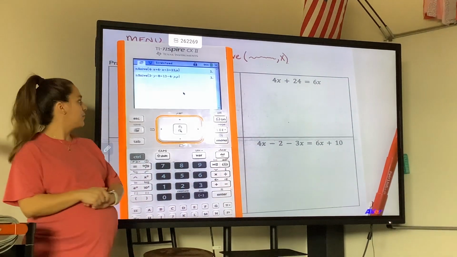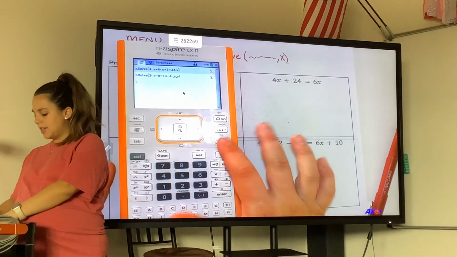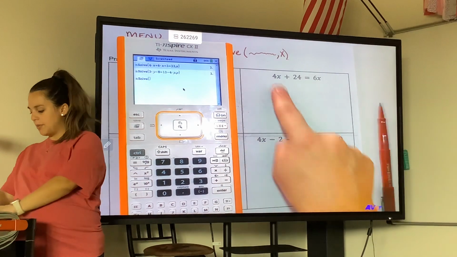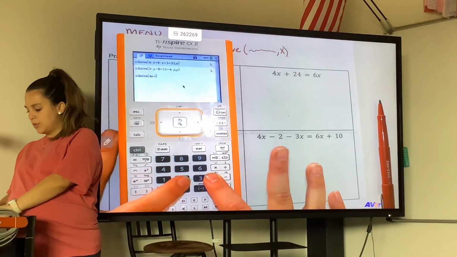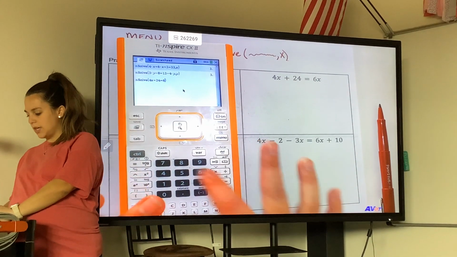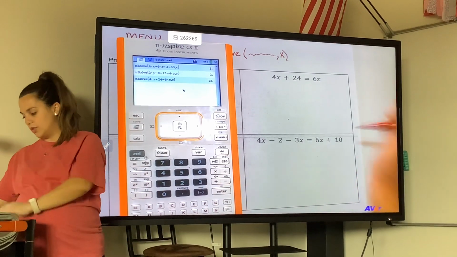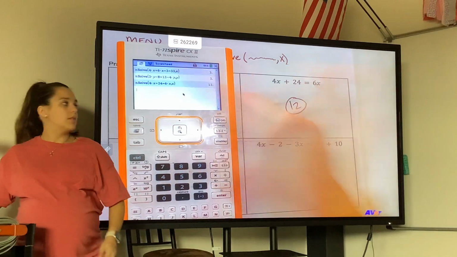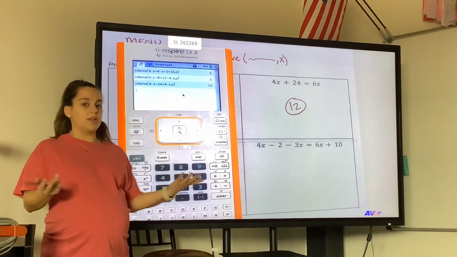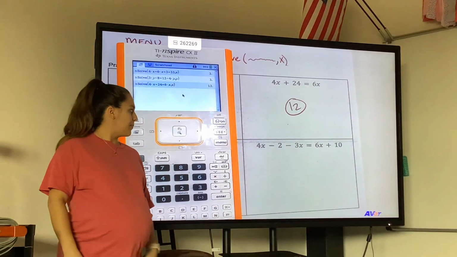All right, moving on. We have another equation over here. I'm going to say menu 3, 1. I'm going to type 4x plus 24 equals 6x. Before I press enter, I press comma X, and I get 12. If you want to go with me through the calculator, you can, because you will be doing Nsolve practice in a little bit.